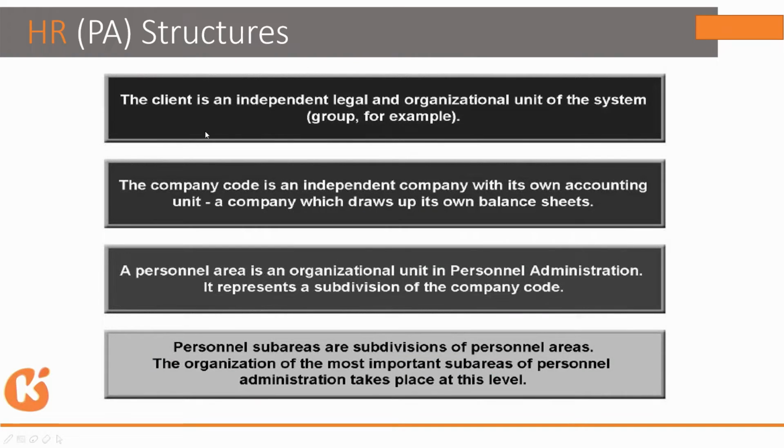So here you can see what is client. Client is an independent legal and organization unit of the system, just like we have Success Inc. So it's an independent legal and organization unit. Then what is company code? Company code is where you can draw your accounting unit, like your balance sheet and profit and loss account. So that is how you'll identify this is a company code. Then you have a personal area and personal sub area. Personal area we just discussed, like any location or something. So you can define it, and personal sub area you can take it as a department.